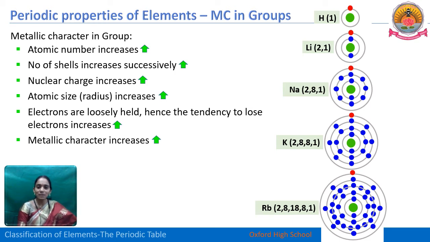But what is the metallic character? How do these metals show their property? Metals are electropositive elements, that means the tendency to lose electrons. Electropositivity is nothing but the tendency to lose electrons. Whereas in a group from top to bottom, the tendency increases. That means the electropositiveness increases because all these are metals only. So the metallic character increases in a group, from top to bottom.